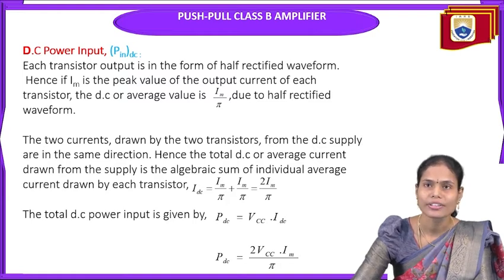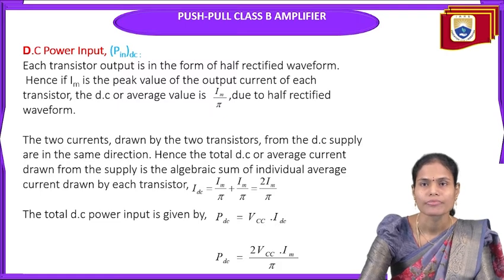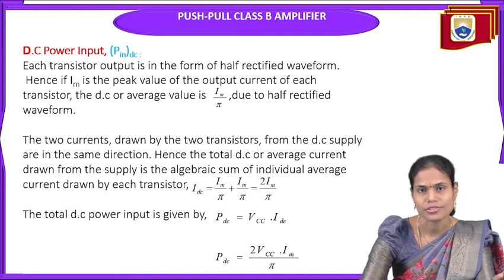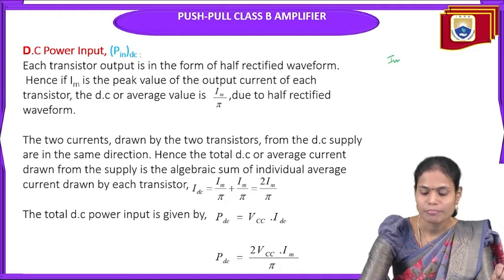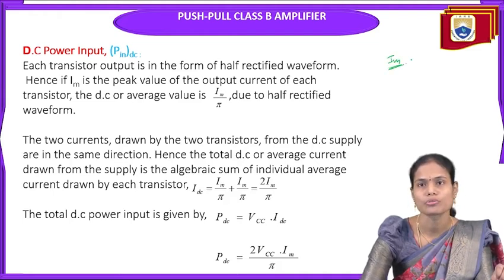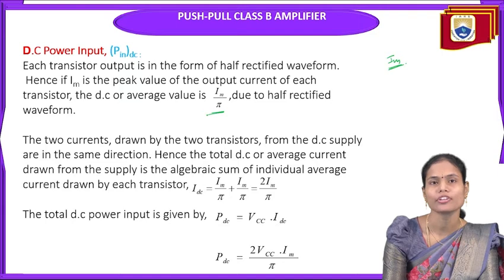And in order to find the efficiency of this class B power amplifier, we have to calculate the DC power input as well as the AC power, how much we are getting from the circuit. So in order to calculate the DC power input, we have to take the output across each and every transistor. That is nothing but each transistor output we are getting in the form of a half wave rectification waveform, so that Im is the peak value of the half wave rectifier output. So the DC or average value we will get here is Im by pi due to the half wave rectifier waveform.